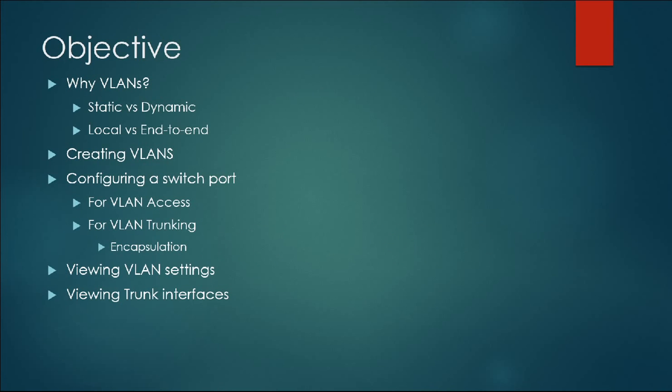So what we want to cover today is why you'd want to use a VLAN, the differences between static and dynamic VLANs, local and end-to-end VLANs, how to create VLANs, how to configure your switch to give access to VLANs to particular switch ports, how to set up trunks to trunk your VLANs, different types of encapsulation that's used on your trunks, how to view your VLAN settings through various commands, and how to view your trunk interfaces and the commands used to do that.